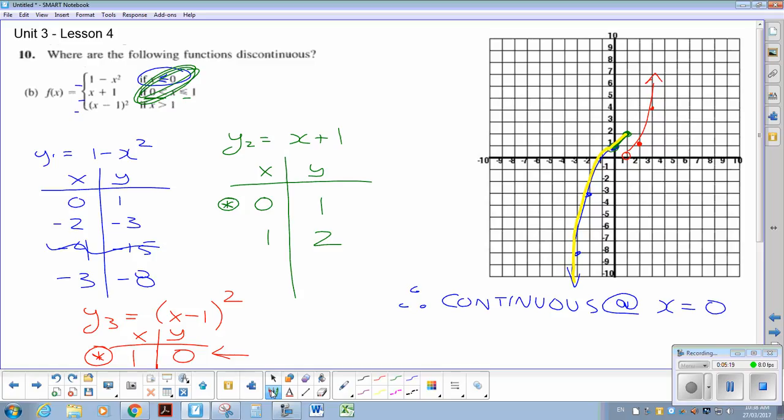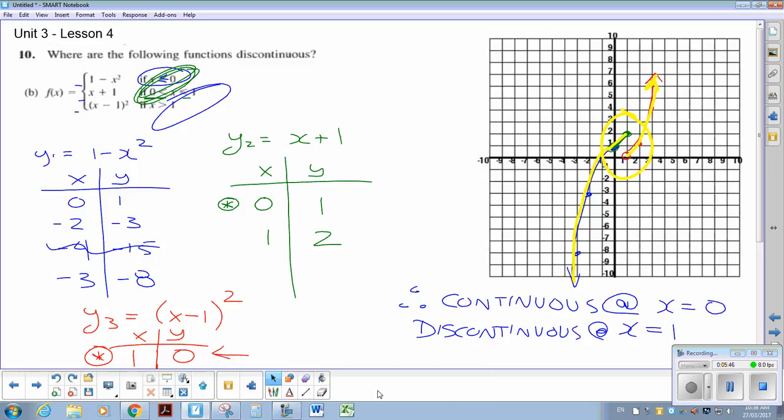But now, when I go to finish, I have to lift my pencil and then move down here to finish. So as soon as I lift that pencil in that region, we have discontinuous. That's at x equals 1. At that part there, it's discontinuous because I had to lift my pen or pencil.